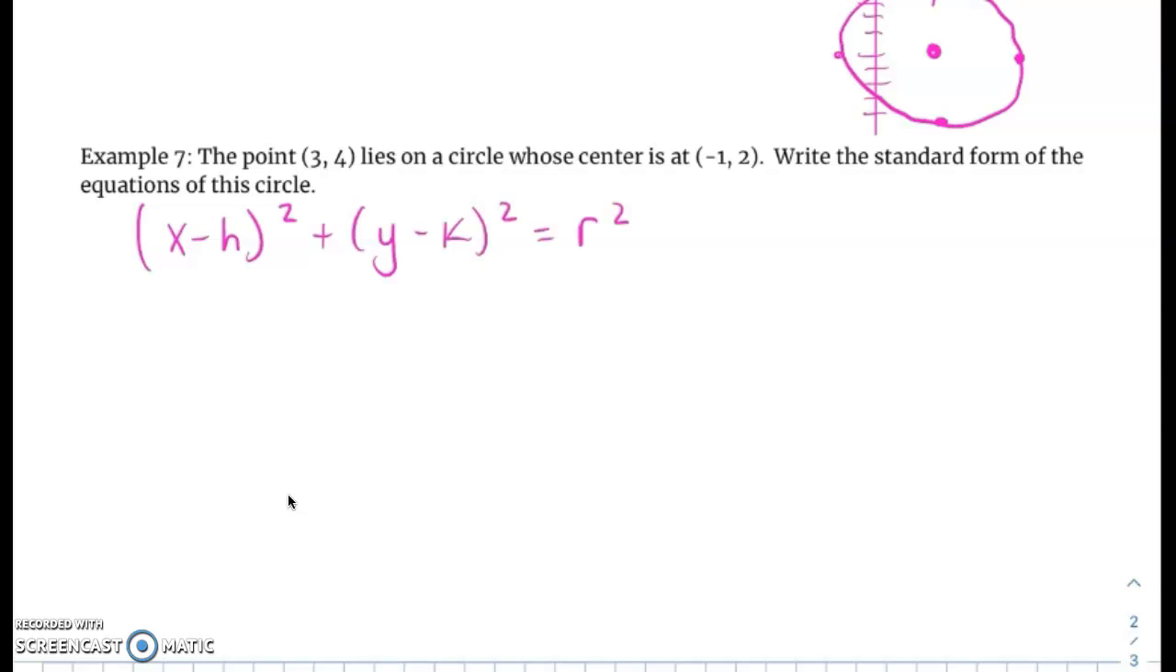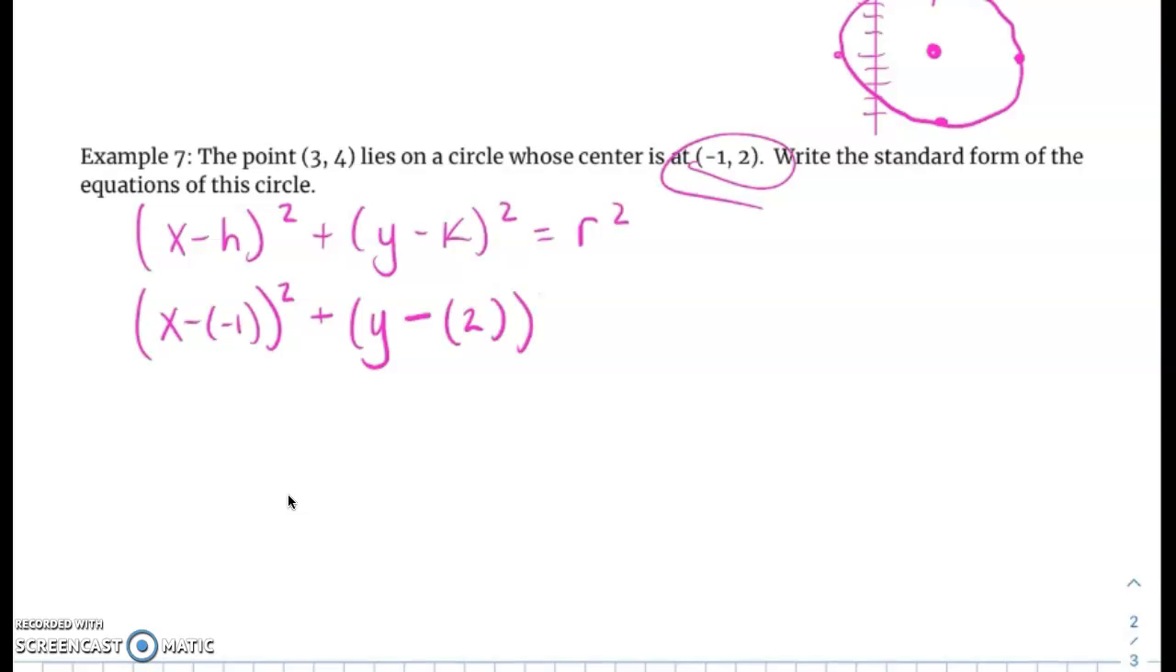So I know my center, so I can plug that in. I can plug in my h, which is the x value of the center, plug in the k, which is the y value of the center, and I don't have the radius yet, so that's a problem. That's what I need to find. If I have 2 points, the point at the center and a point on the edge, I can find the distance between them, and that would be the radius of the circle.